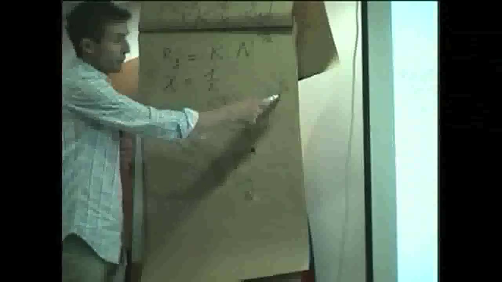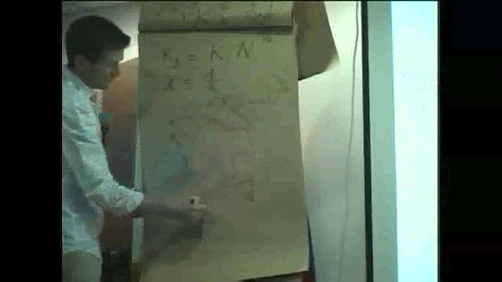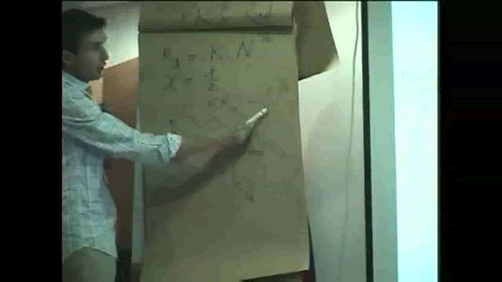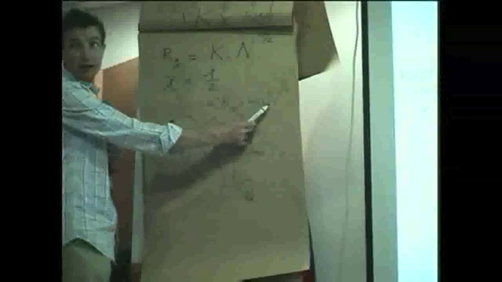Okay? So it means that the average size of this chain here, on average, is A times n to the power 1 half. So, if you now think of the gyration radius, this is not the same length, but this Rg is proportional to this length here. So it means that this Rg will also be proportional to n to the power 1 half.